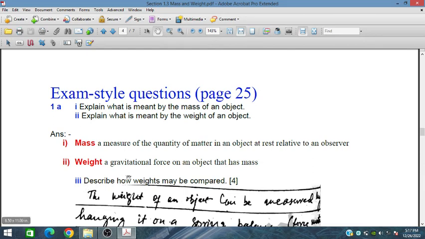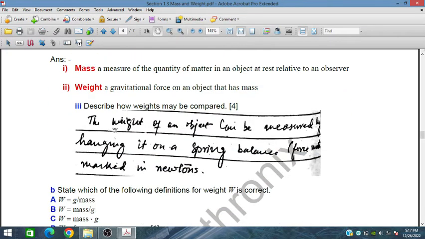So weight is a gravitational force on an object that has mass. Weight is always a gravitational force on an object, and it should have some mass. So mass multiplied by the gravitational field strength gives the weight. So this is how weights may be compared. The weight of an object can be measured by hanging it on a spring balance, marked in newtons.